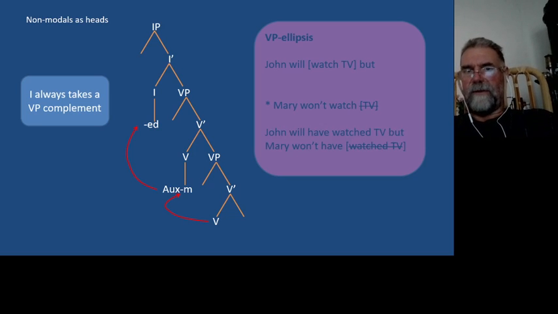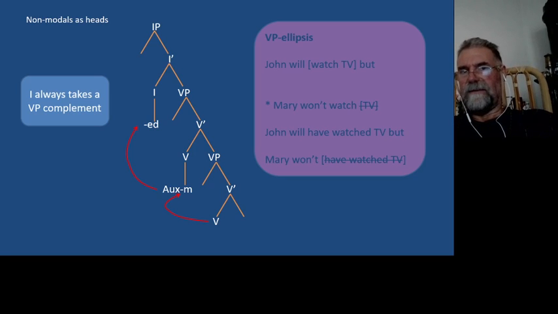Now consider the following. John will have watched TV, but Mary won't have. There we've deleted watch TV, which is a verb phrase, obviously. But there's another possibility. You can actually delete the have watched TV. Okay, so John will have watched TV, but Mary won't. And then what you're deleting then must be a verb phrase. So we come to the conclusion that the aspectual element plus the verb phrase itself forms another verb phrase, which is exactly the analysis that we're proposing here.